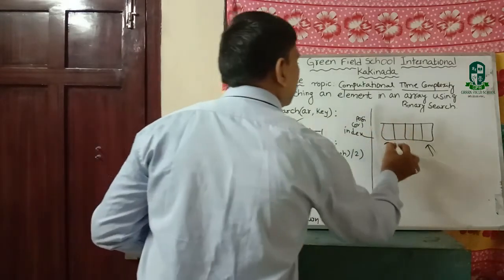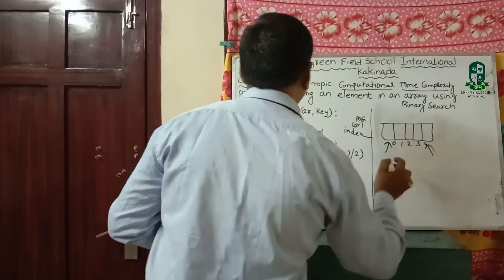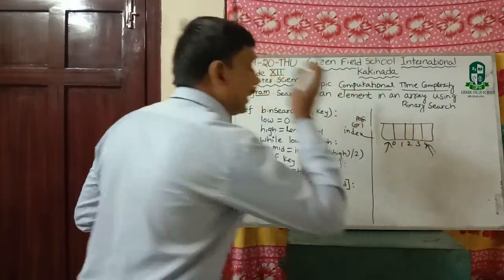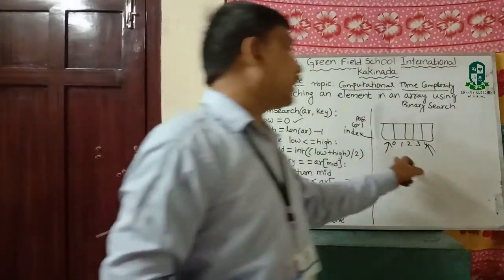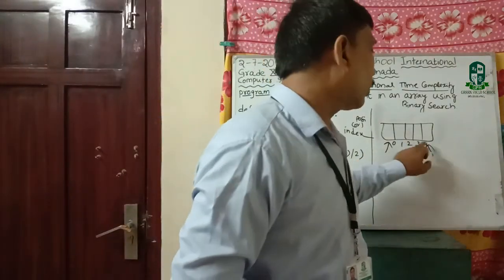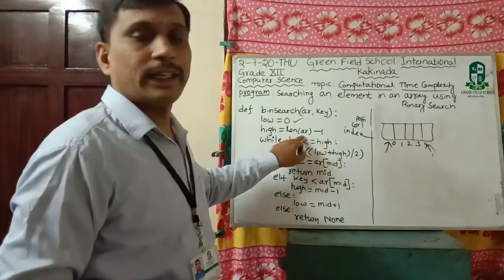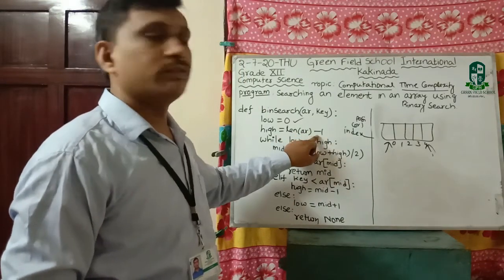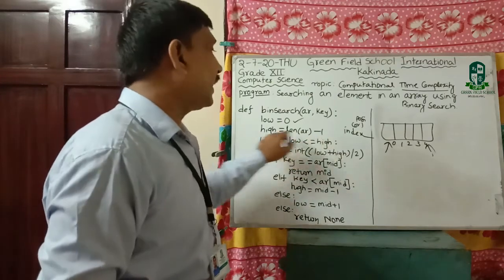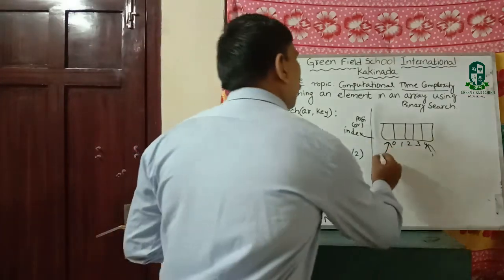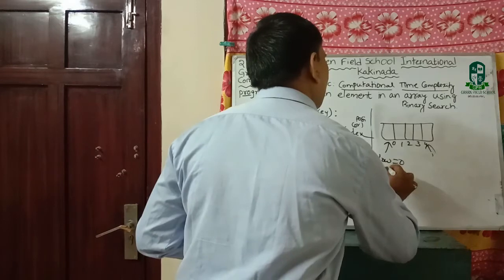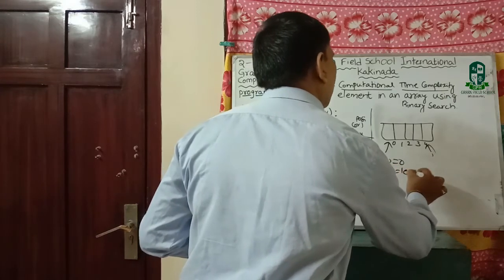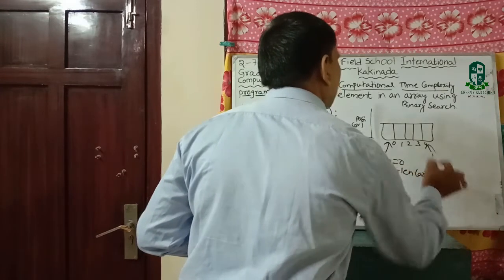So this one is 0, 1, 2, 3, 4. High is equal to, how do we assign high? Total elements is 5, minus 1, 4. That's why here it is the length of the array. Total elements means length of array minus 1. In this way we set high here. We set low equal to 0 and high equal to length of array minus 1.